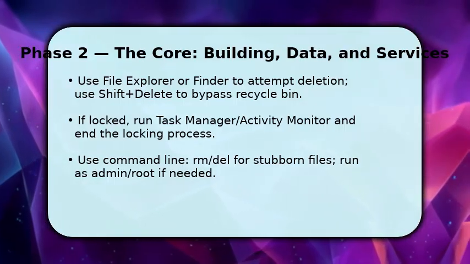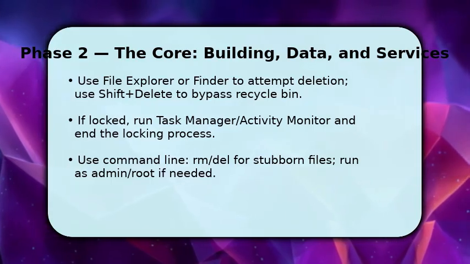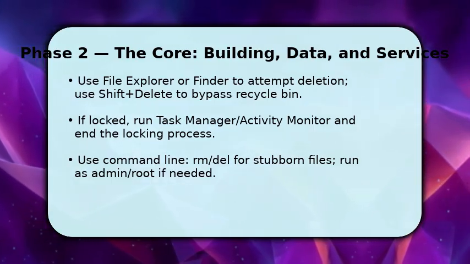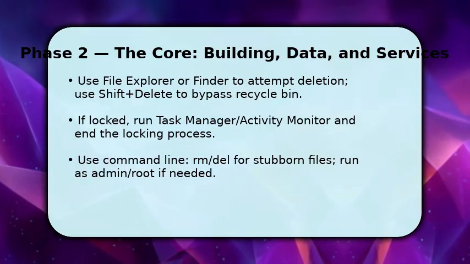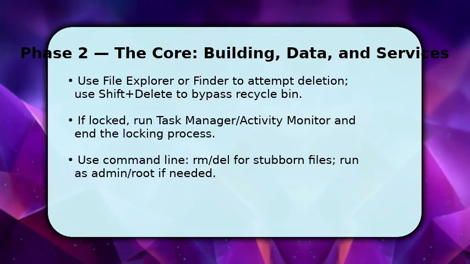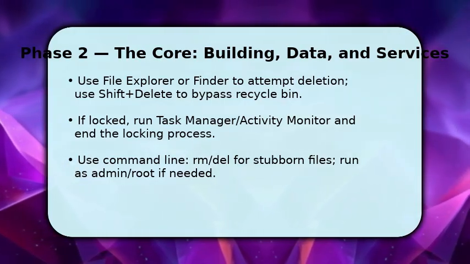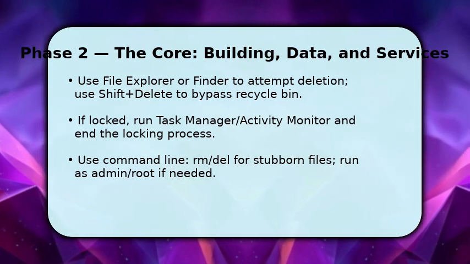If the OS reports the file is in use, open Task Manager or Activity Monitor and identify the locking process. End it, but be careful not to stop critical system services. Once unlocked, use the command line rm or del as admin or root for stubborn entries. This ensures deeper removal without residual temp fragments.